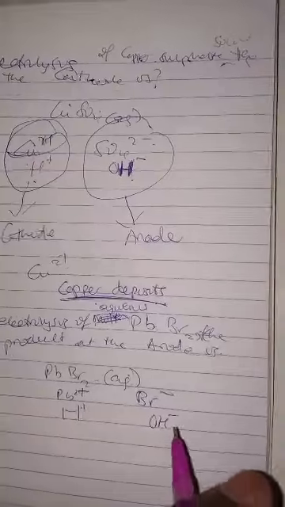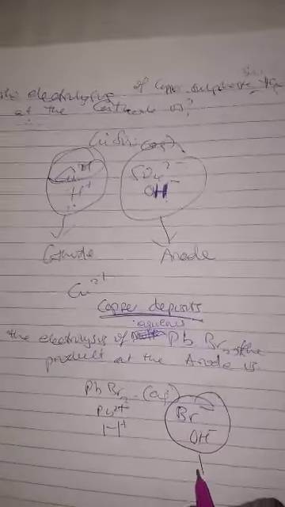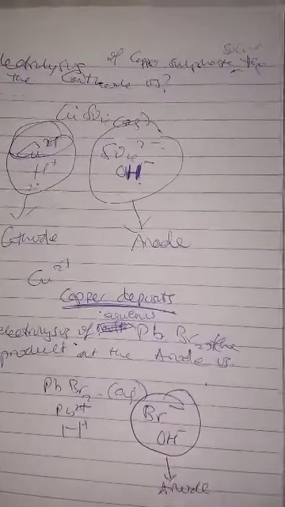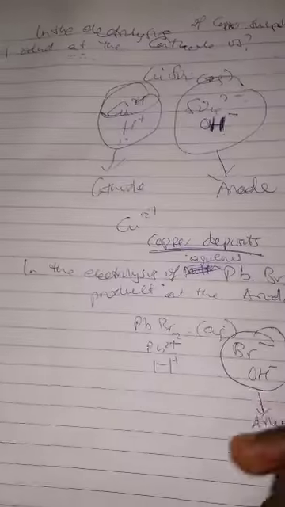They said anode. Which one is going to the anode? Any of these two. They said which one will be the product at the anode. Now check it. Between Br- and OH-, which one is lower? That's what? OH-. So OH- will be the one that will be what? Discharged. OH- will be discharged.